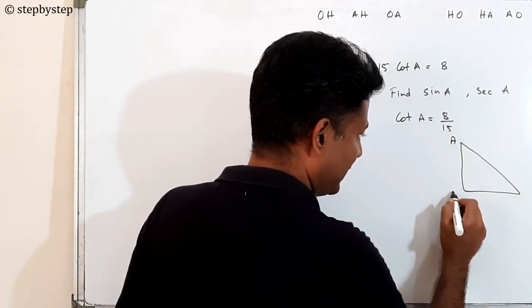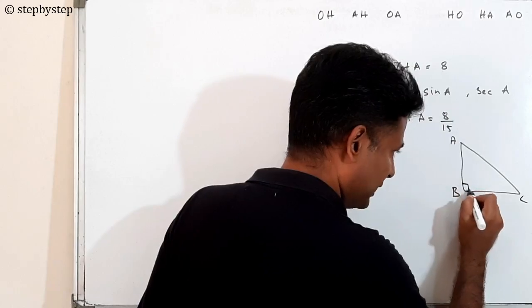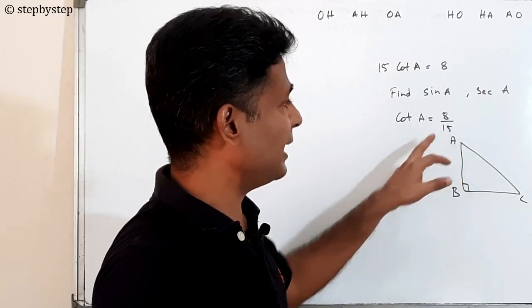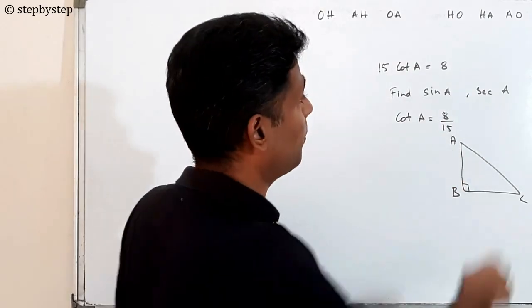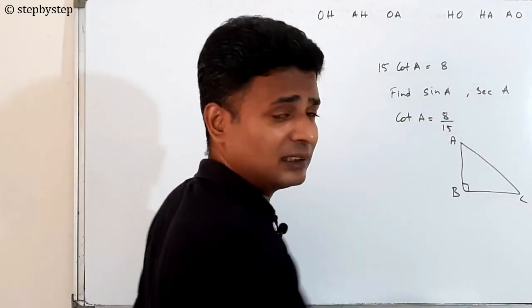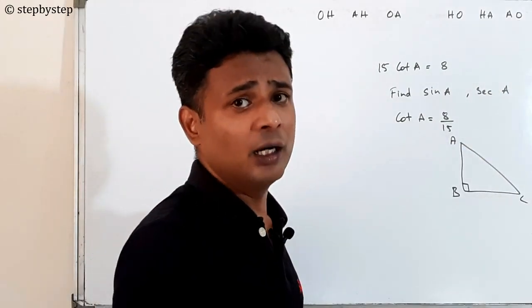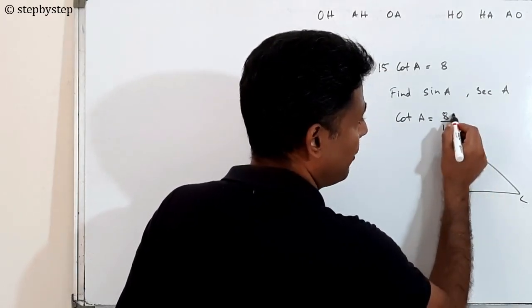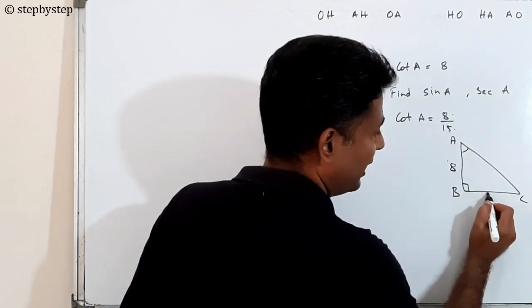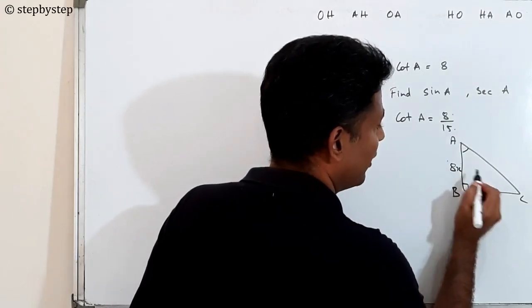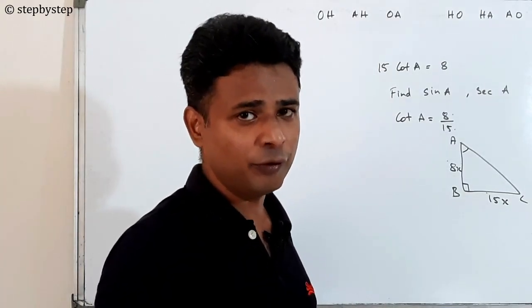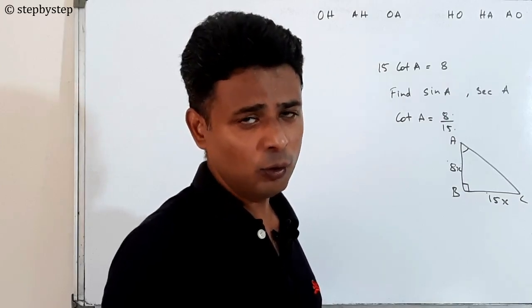Now we'll draw a right angle triangle. We'll mark this as A, this we can mark as B and C. Now what have they said? Cot A is 8 by 15. Cot is the reciprocal of tan, that is adjacent by opposite. So which is the adjacent side? This. So adjacent by opposite, and we have to write it as 8x and 15x because the actual sides are not 8 and 15. The ratio is 8:15.